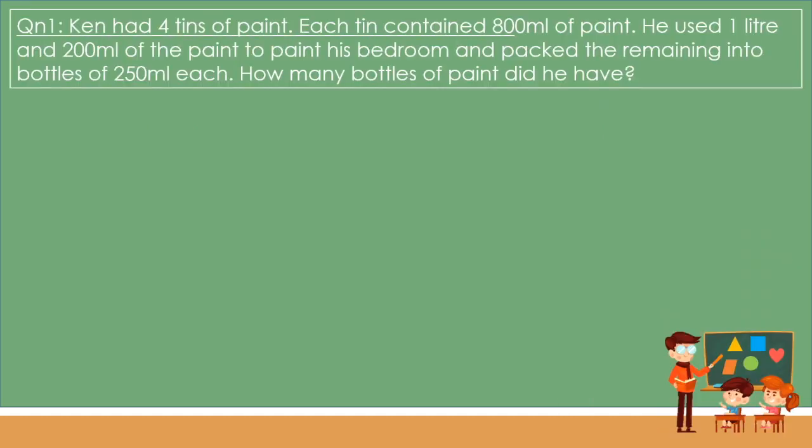Question 1. Ken had four tins of paint. Each tin contained 800 milliliters of paint. He used 1 liter and 200 milliliters, so that will be 1.2 liters. He used 1.2 liters of the paint to paint his bedroom and packed the remaining into bottles of 250 milliliters each. How many bottles of paint did he have?